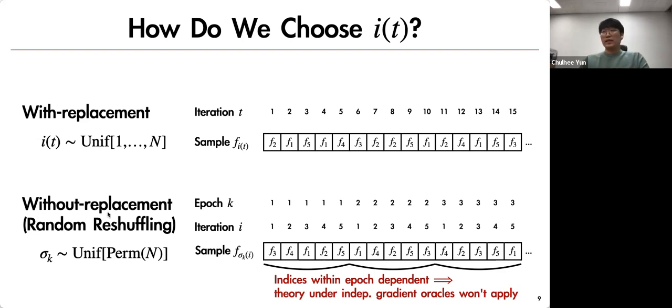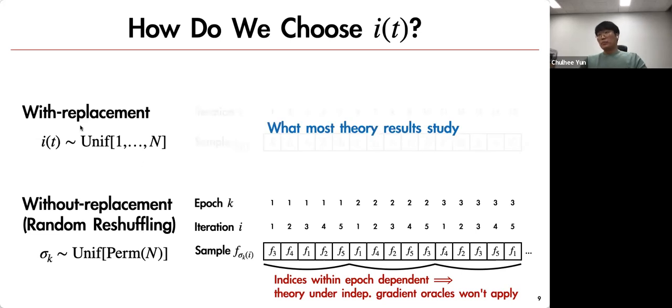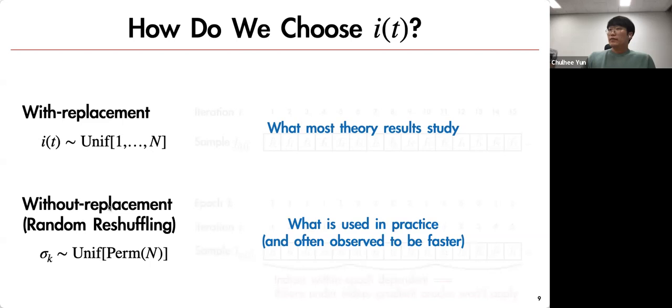Okay, so this makes the analysis of without replacement sampling much more difficult, even though this sampling scheme is much more popular in practice. So in summary, with replacement versions are the ones that are mostly studied in theory. In contrast, without replacement or random reshuffling versions are the ones that are used in practice. Okay. So given these backgrounds, let me summarize the existing results.